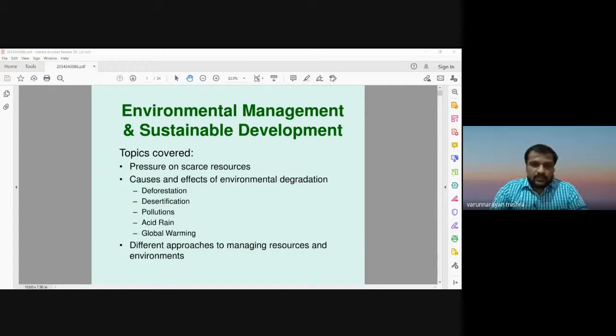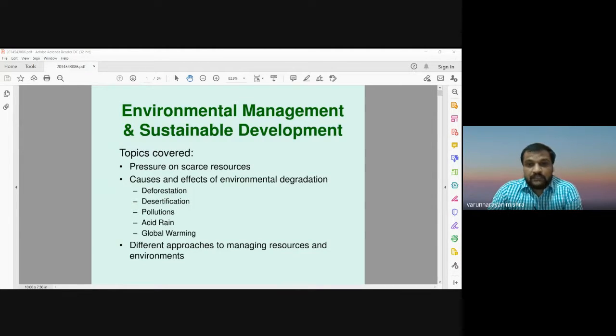Today's topic is environmental management and sustainable development. And today we will see how this land information system can be used for environmental management and sustainable development. In today's lecture, we will cover different topics. First, we will discuss the pressure on the resources, then what are the causes and effects of environmental degradation, in which we will discuss deforestation, desertification, pollution, acid rain, global warming, and then different approaches that can be used to manage the resources and environment.